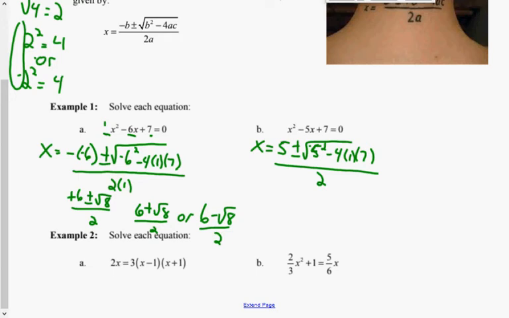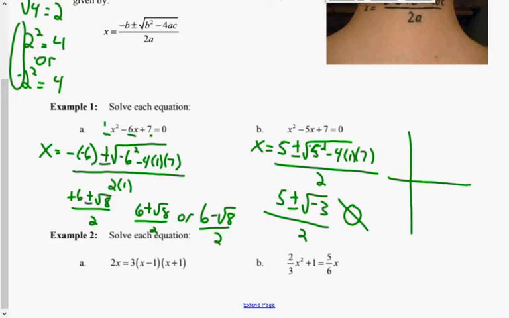So this is just going to be 5 plus or minus. Now 25, take away 28, negative 3, over 2. Now, can you take the square root of a negative number? No. So what actually happens here is there are no x-intercepts. Whenever you have a negative under the root symbol, you cannot go on. It's done. That means you have no x-intercepts. So you have something that looks like that. It doesn't touch the x-axis at all.